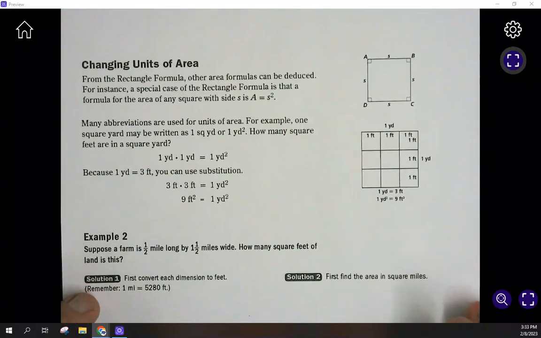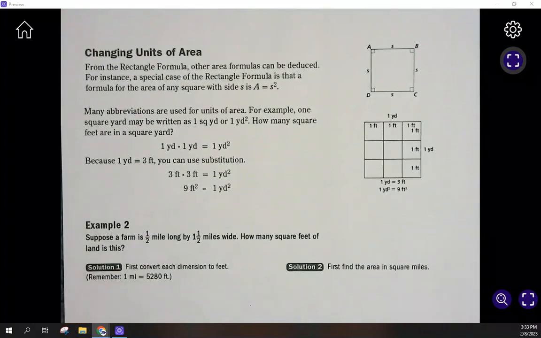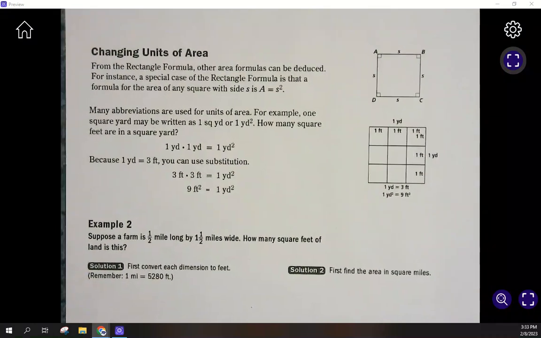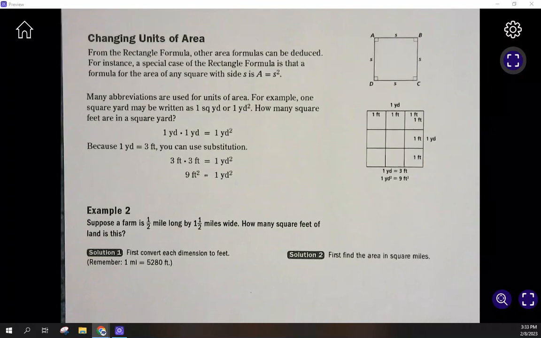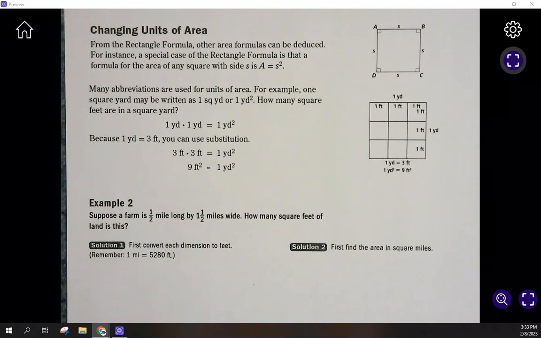All right, and then down to the bottom. So changing units of area. Anytime we're converting units, this can be a confusing part for students. Going between feet and yards, inches and feet and miles, whatever it is, those conversions can cause a lot of headaches. So let's take a look.